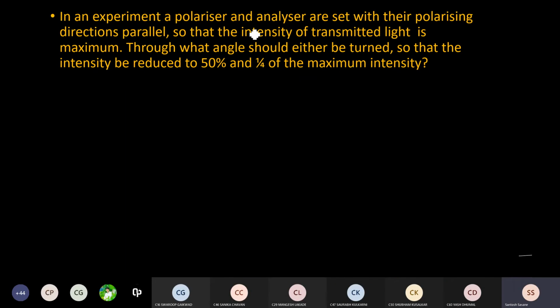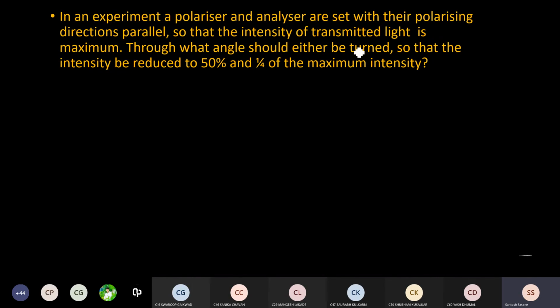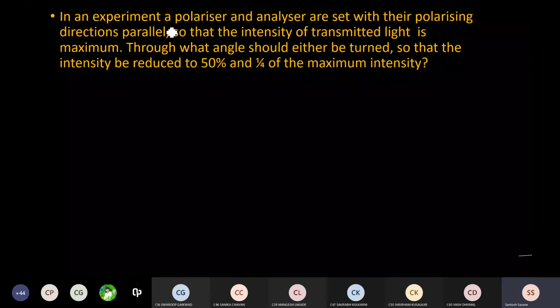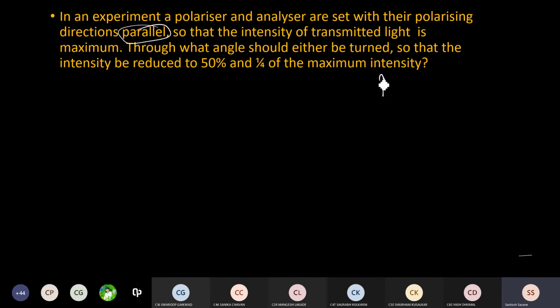In an experiment, a polarizer and analyzer are set with their polarizing directions parallel, so that the intensity of the transmitted light is maximum. That means both the polarizer and analyzer, let's say this is the direction of the polarizer which is vertical, and this is again the direction of the analyzer which is again vertical.